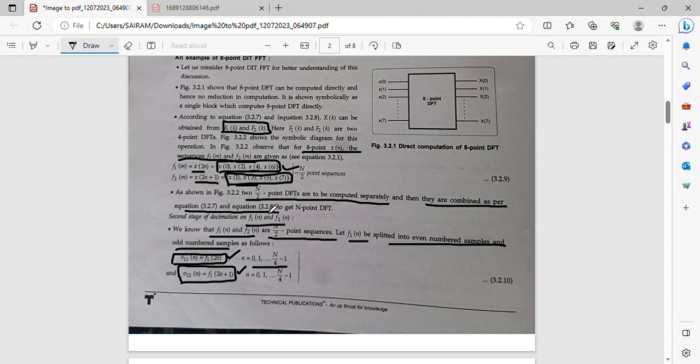Here. So see, these two n by 2 point DFTs are to be computed separately and they are combined as per these two equations to get the n point DFT.